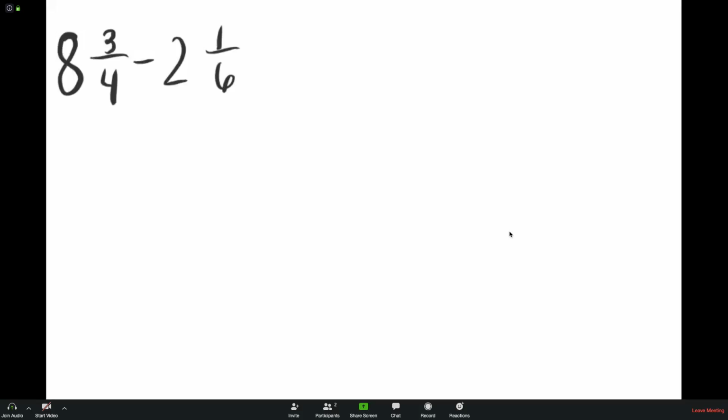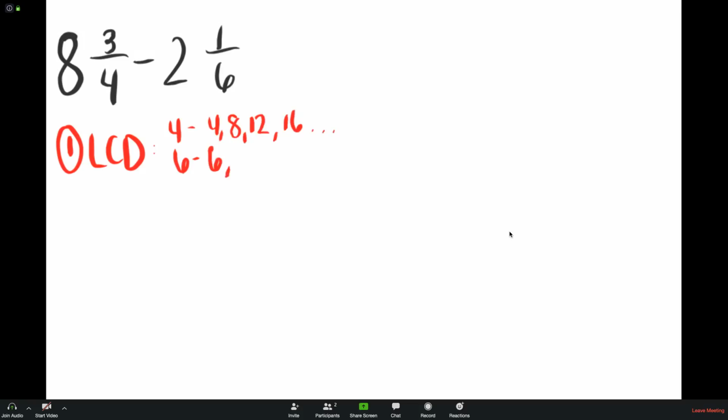Okay, so in this one we have 8 and 3 over 4 minus 2 and 1 over 6. So first step, we want to find the LCD. And we can do this by finding the multiples of 4 and 6. So 4, 8, 12, 16, and so on. For 6 it is 6, 12, and because 12 is the least common, that's going to be our new denominator.